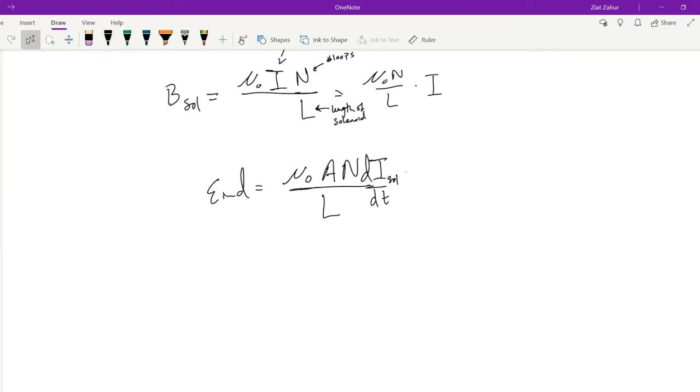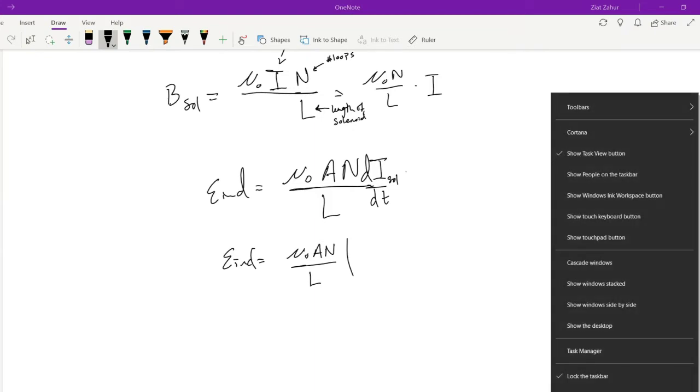All right, that was easy. So let's go and factor out all the things that are constants. I is a function of time. So the induced voltage inside a ring must be mu naught times the area of the ring times the number of loops in the solenoid divided by the length of the solenoid times the change in current as a function of time. So now we'll go ahead and do this as a piecewise function.